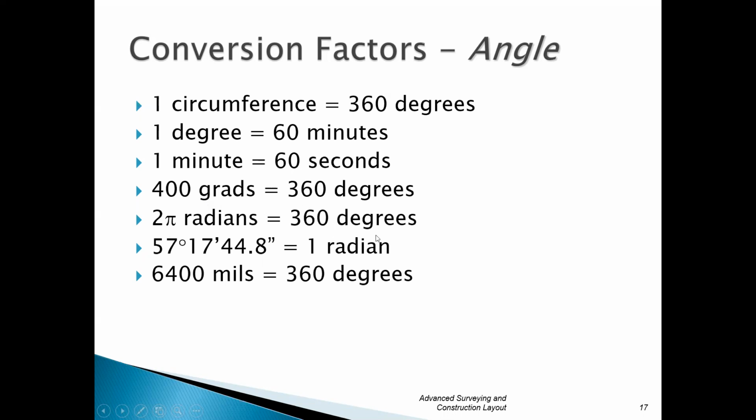Then you have 2 pi radians is 360, or pi radians is 180. And then you have 1 radian is exactly equal. Well, it's not exactly because this floats a little bit. Then there's another one called mils. Some people, I believe, in the military use this. So this is your equivalency. So we'll be working with some of this on Thursday.